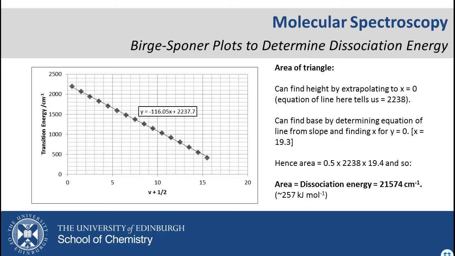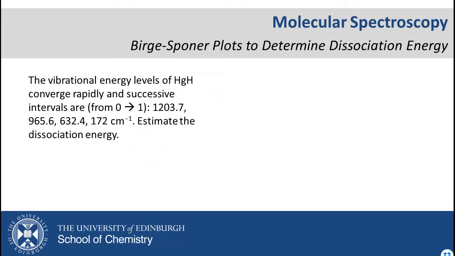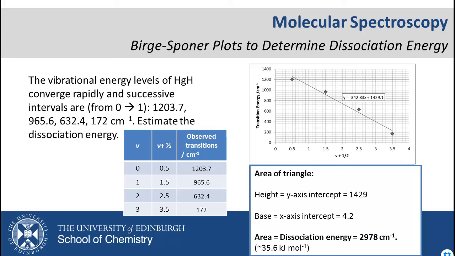For the second example, we are given a number of transitions, much fewer this time, but the process is the same. We can create a table and draw out the plot. Calculating the area of the triangle as before, we find it is 2978 wave numbers, or about 35.6 kilojoules per mole.